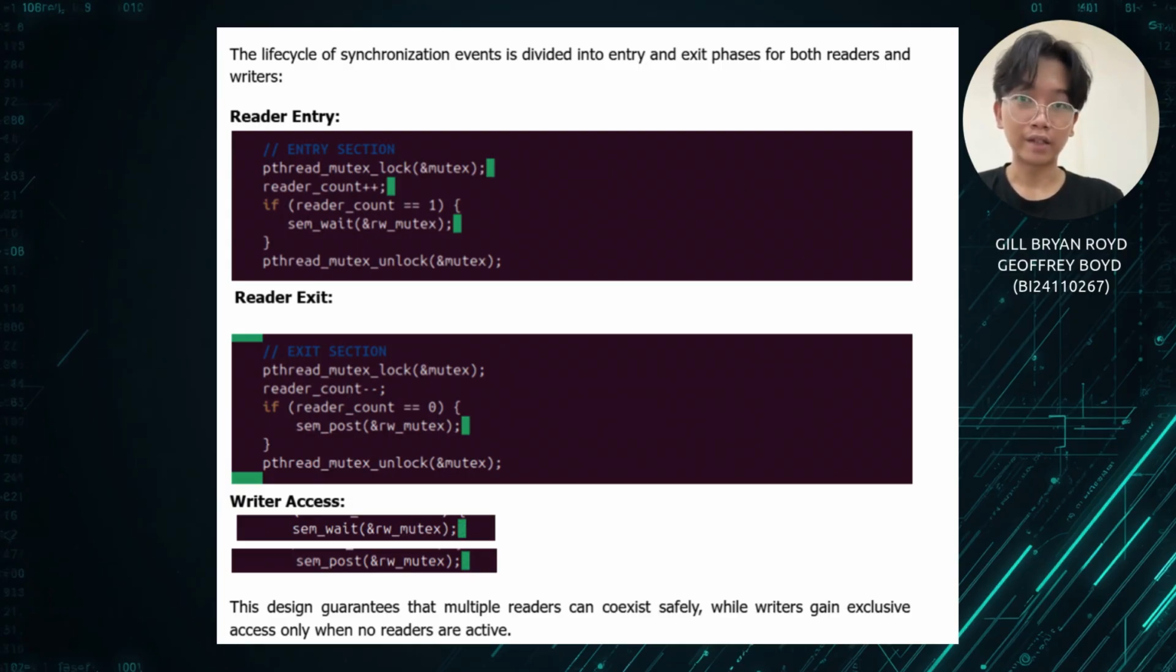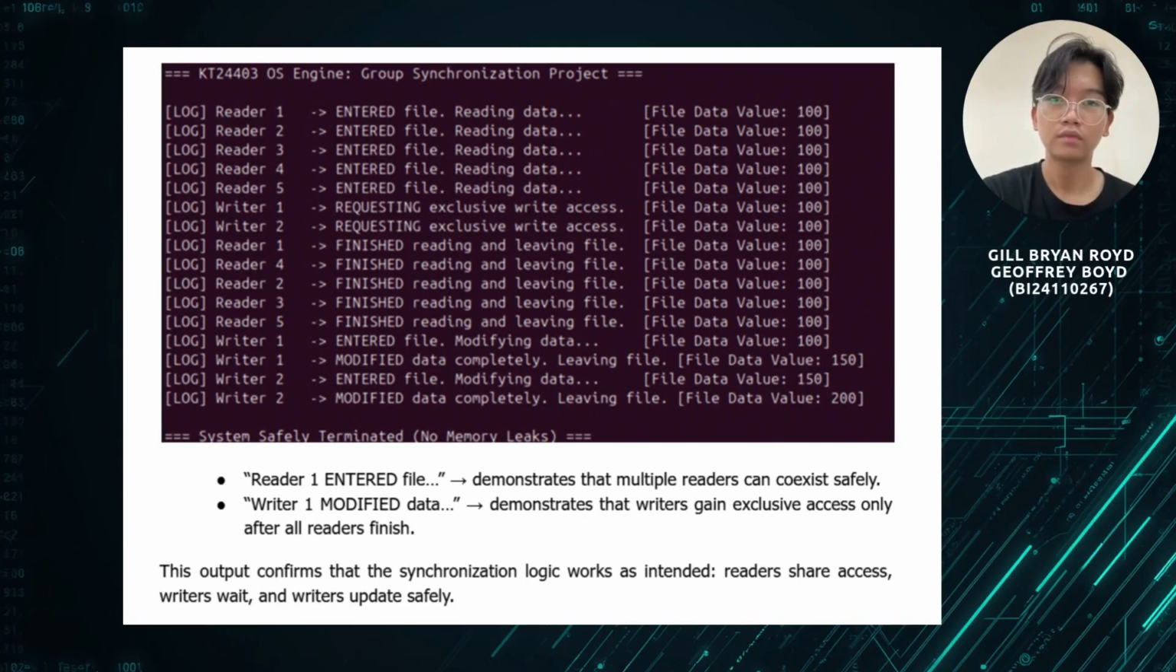Other than that, writers use sem_wait to gain exclusive access, and they also use sem_post to let go of that access. So this ensures that once every reader is done reading, only then can the writers gain exclusive access, and when the writers themselves let go of that access, other writers can also continue and gain exclusive access.